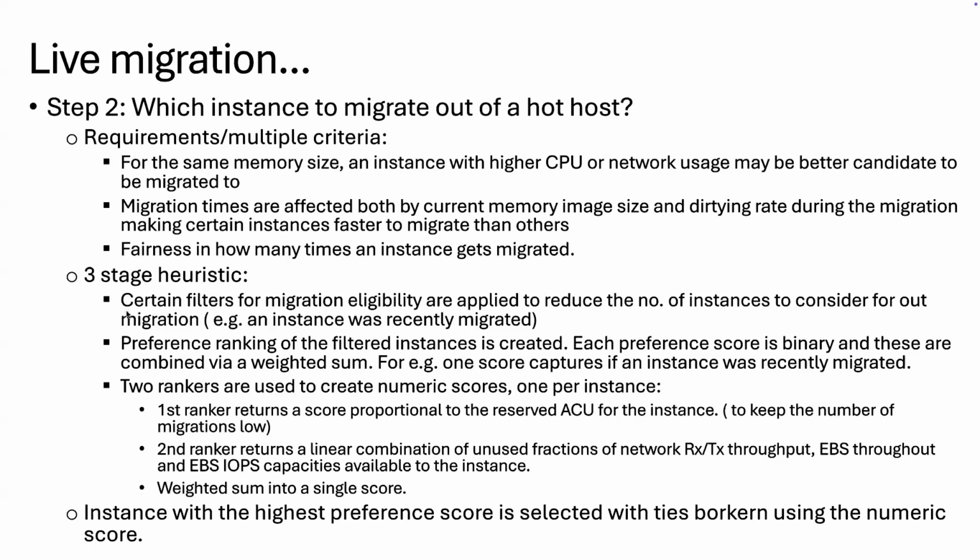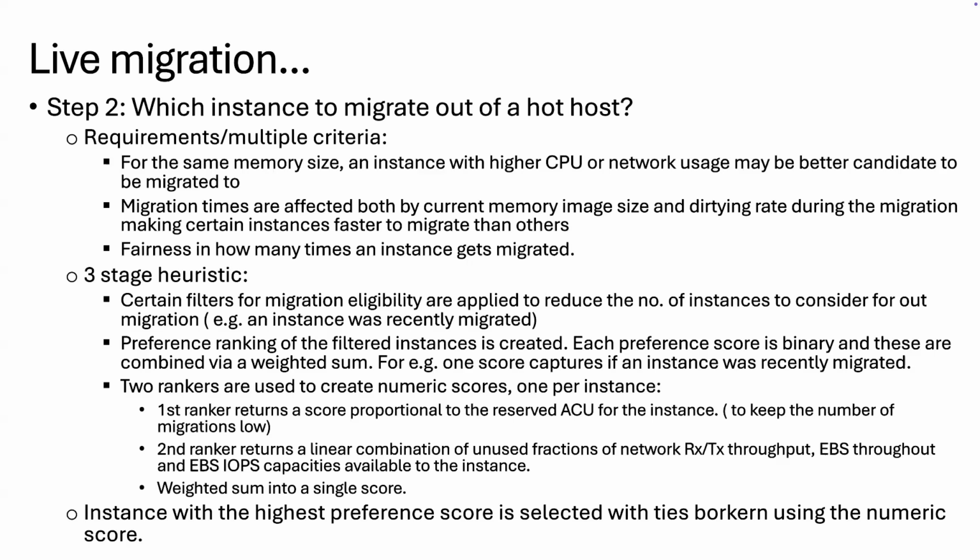So first, certain filters for migration eligibility are applied to reduce the number of instances to consider. For example, if an instance was recently migrated, we skip those particular cases. The second step is a preference ranking of the filtered instances. Each preference score is binary, a 0 or 1.